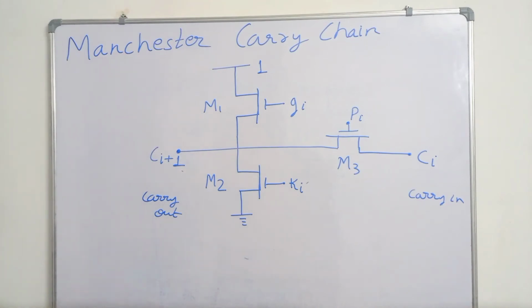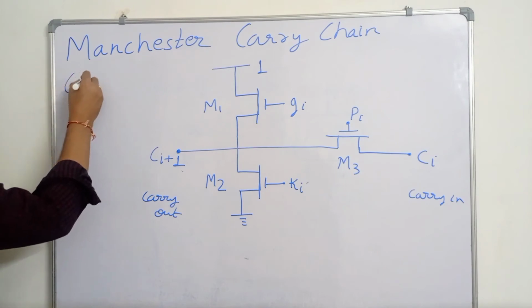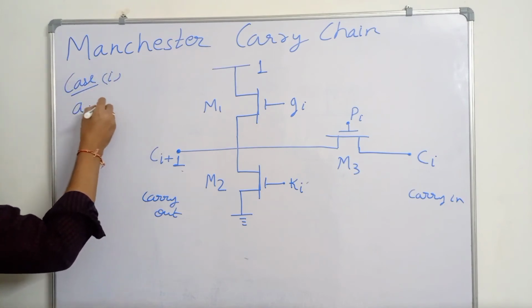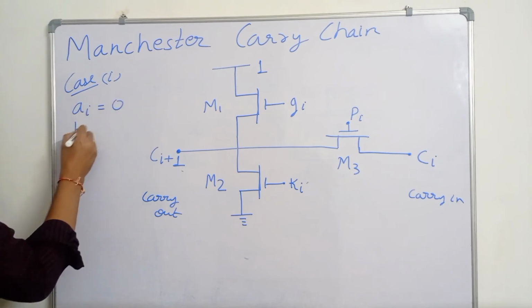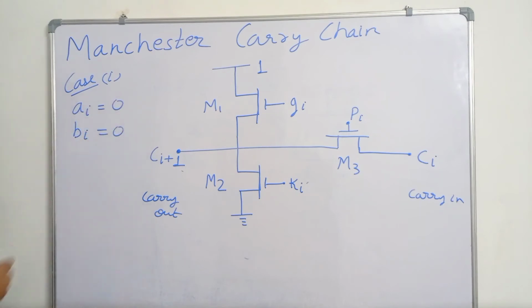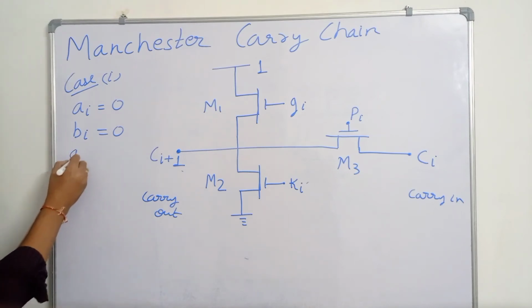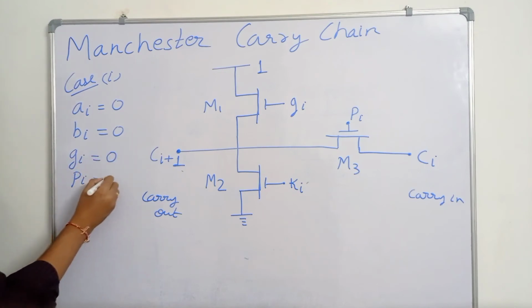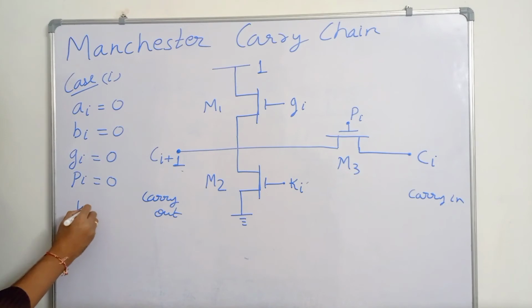Now let us look at the three cases. First case: when ai is equal to 0 and bi equal to 0, then obviously gi will be 0, pi will be 0, but ki will be equal to 1.